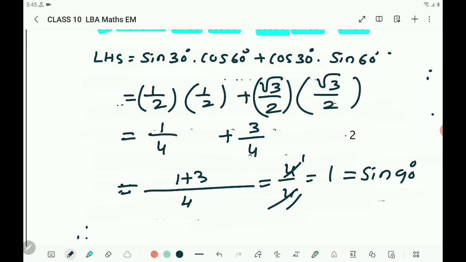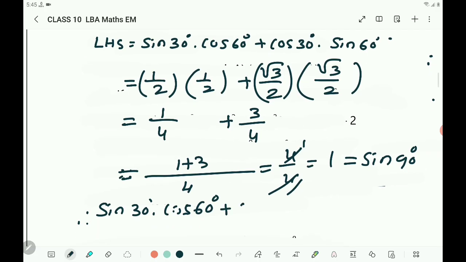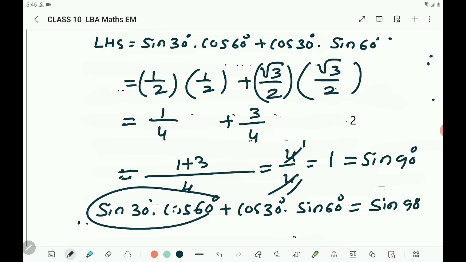Therefore you write sin 30 degree into cos 60 degree plus cos 30 degree into sin 60 degree is equals to sin 90 degree. You must know the values of sin 30, cos 30, sin 60, cos 60, and also sin 90. Then only you can solve this question.